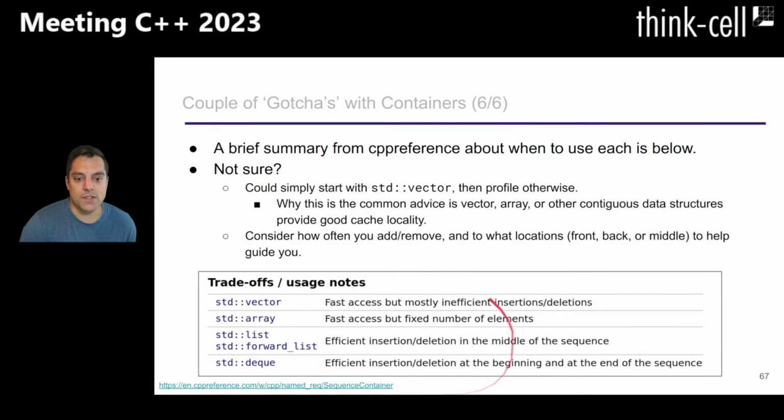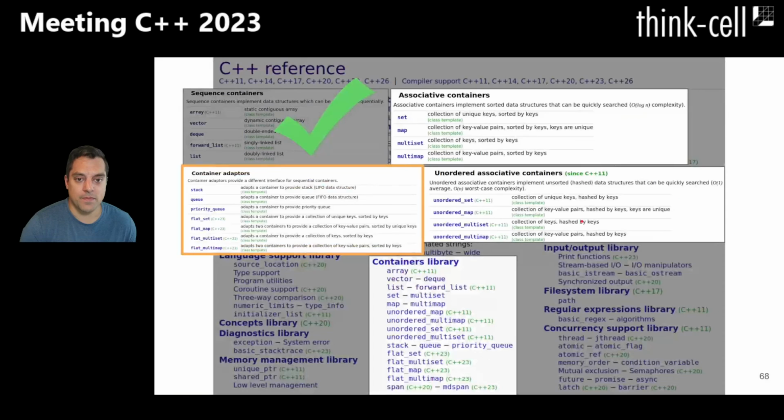All right, so here's also the C++ reference take on various data structures and some of their trade-offs as a review of what we've looked at.